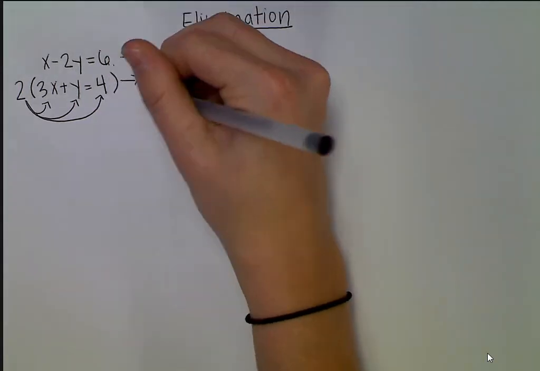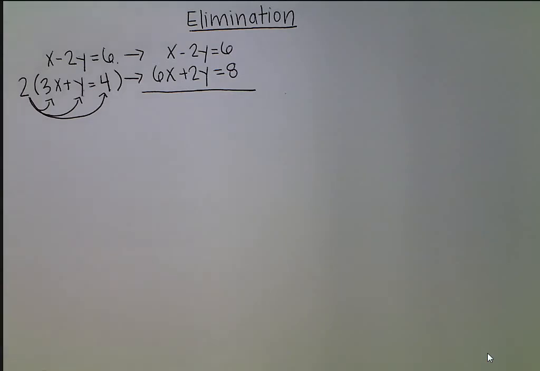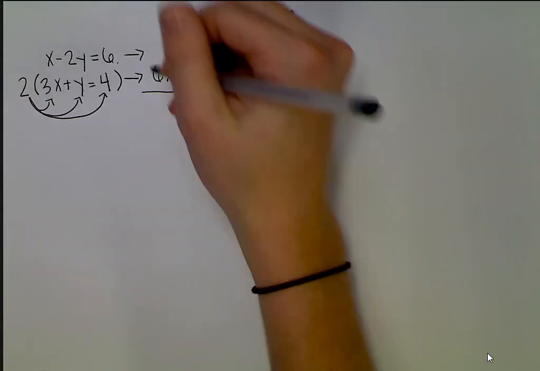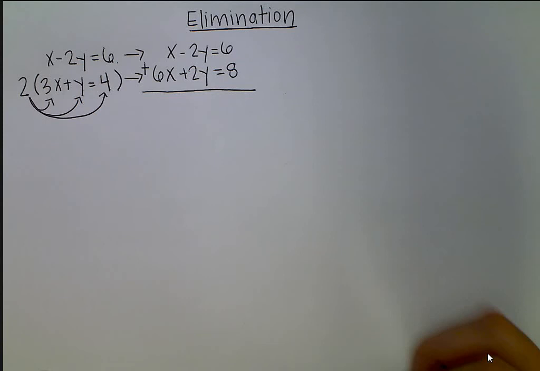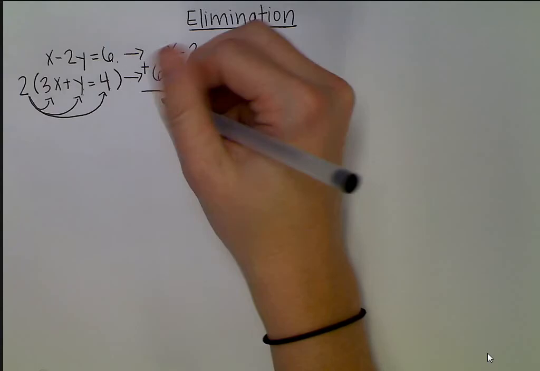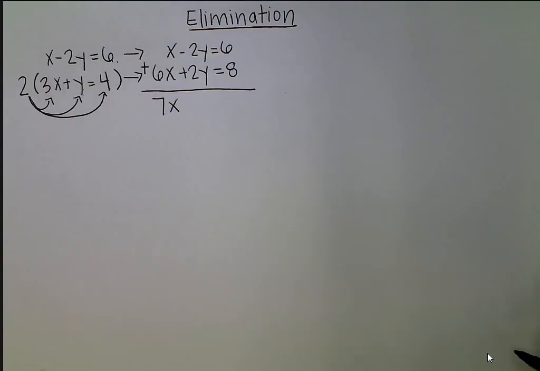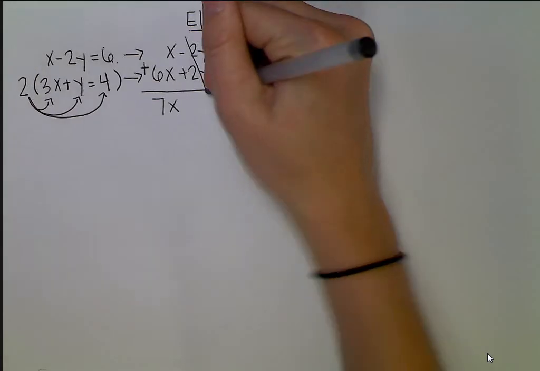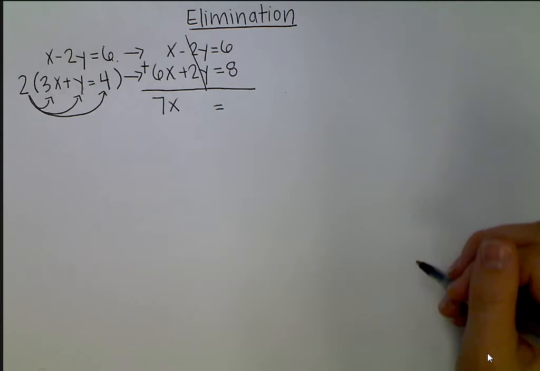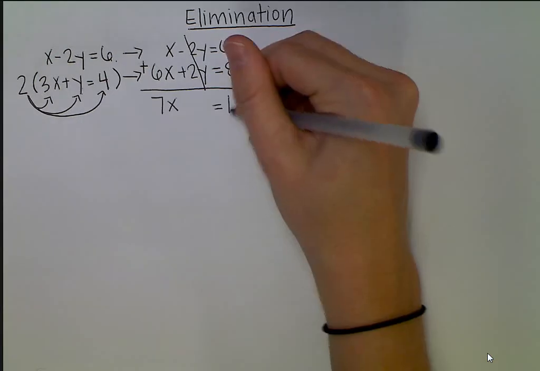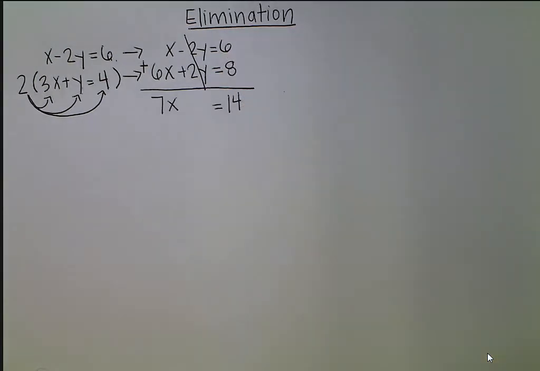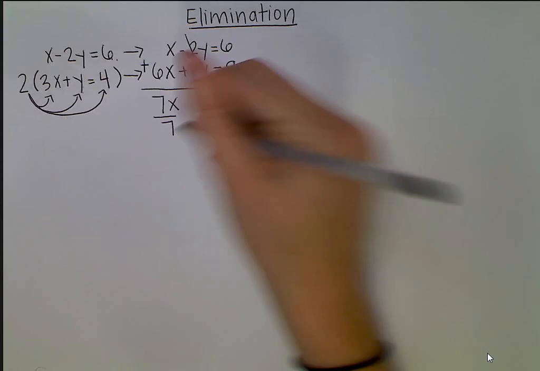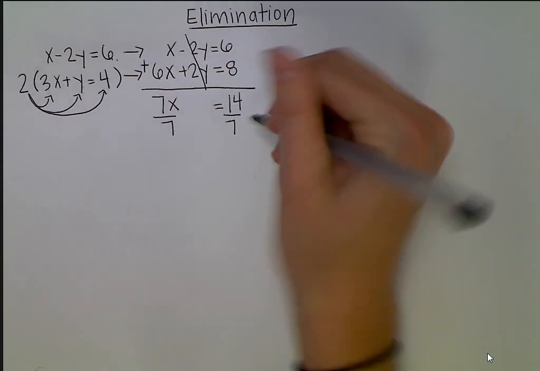Next, add the two equations. X plus 6x is 7x. Negative 2y plus 2y will cancel out. 6 plus 8 is 14. Now we solve for x. Undo multiplication by dividing both sides by 7. X equals 2.